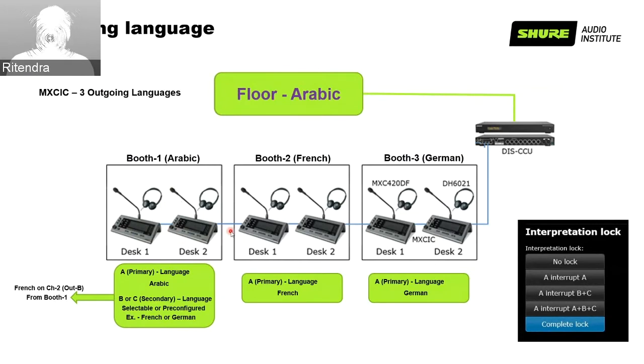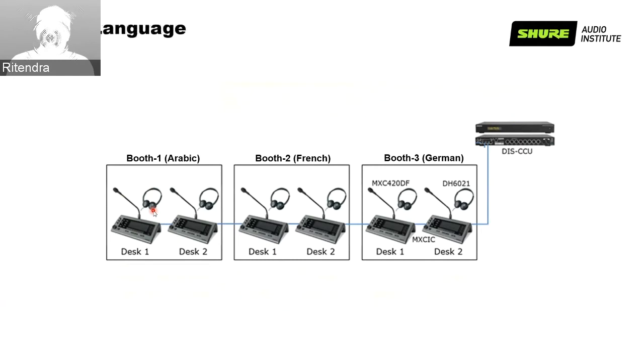Now, when I was giving the example where the French guy is not there and booth 1 is using French language, so B language is French, right, for booth 1. Now the French guy came back, and if he sees that the French language is required, he says, I'm going to speak now. So when he turns on his microphone, it will turn off booth number 1's microphone. So basically A language of French is interrupting B language of Arabic. So A is interrupting B, right? So that's A interrupt B or C, or A interrupt A plus B plus C all together, right?